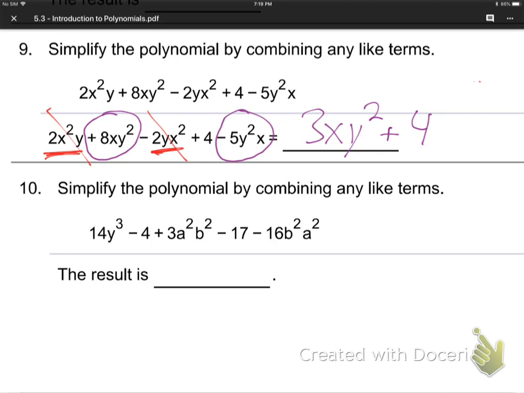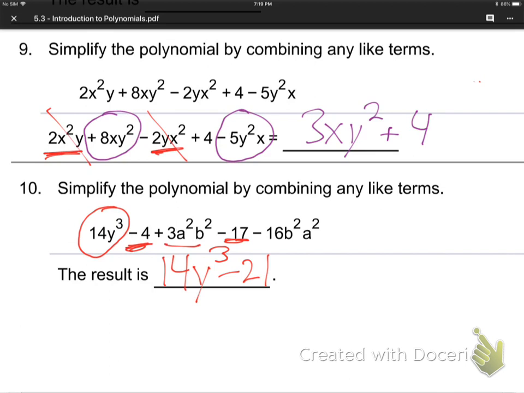All right, so on number 10, we'll start with the 14y to the third power. Is there anything else with y to the third power? No, it's the only one. So 14y to the third. Next, you can do this in any order you want. I'll just do the negative 4 next. Negative 4, negative 17 makes negative 21. They're just plain old numbers, right? Just add them up. Good.